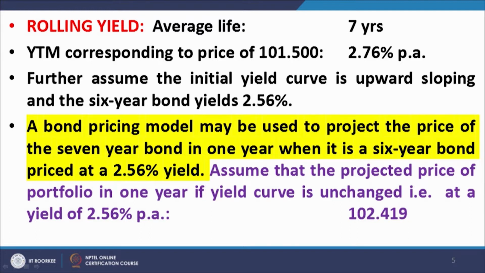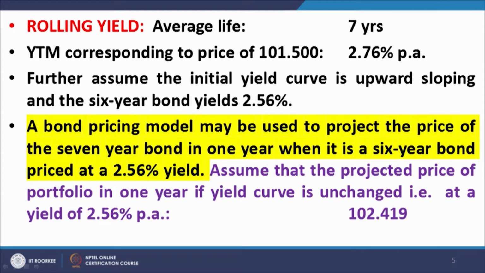This is the cardinal content of this problem. At t equal to 0, YTM is 2.76% and the price is 101.500 and the life is 7 years of the bond portfolio, and at t equal to 1, the remaining life of the bond portfolio will be 6 years, and because the yield curve is upward sloping, the YTM has changed from 2.76% to 2.56%, and evaluated at 2.56 YTM, the 6-year bond carries a price of 102.419. This is given in the problem.